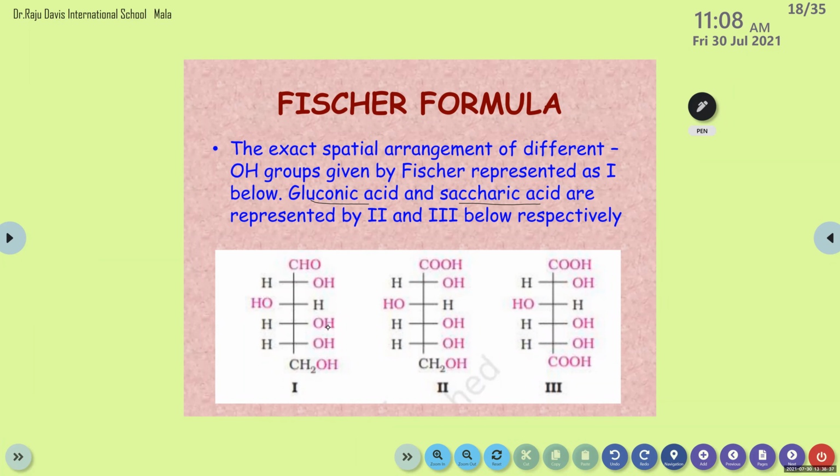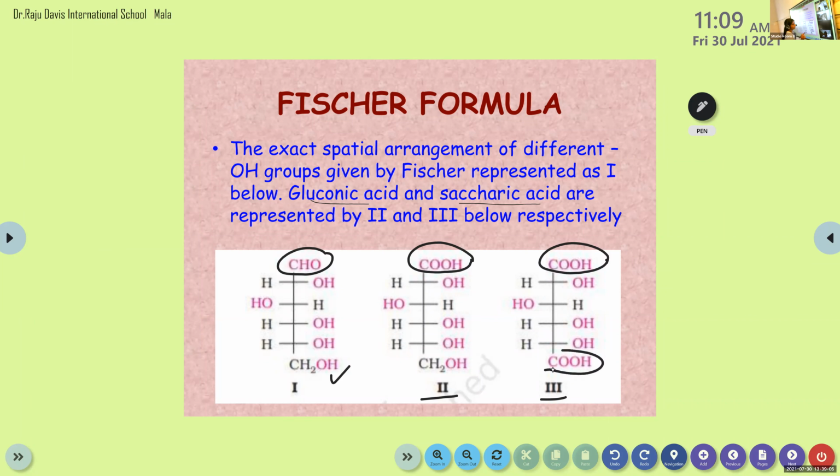Along with glucose, he also shows the configuration of gluconic acid and saccharic acid. The only difference of gluconic acid from glucose is that instead of aldehyde, a carboxylic acid group is there. And in the case of saccharic acid, both this aldehyde group and this terminal OH group are replaced by carboxylic acid groups. This is the difference between glucose and saccharic acid. This is clear now, Achyut?